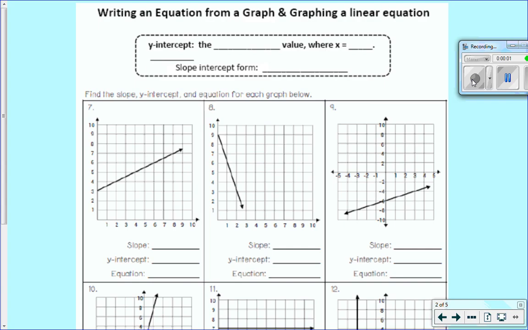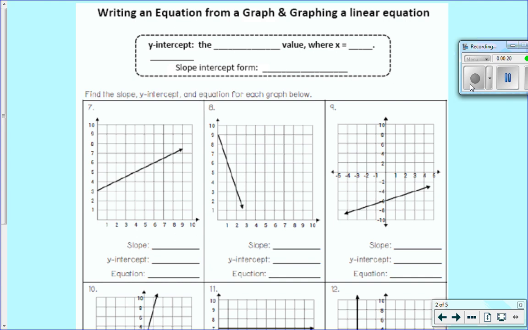All right, so today we're going to be writing an equation from a graph, and we're going to be graphing a linear equation. If I could actually get one person from each table to get a reference material for everybody in your team.